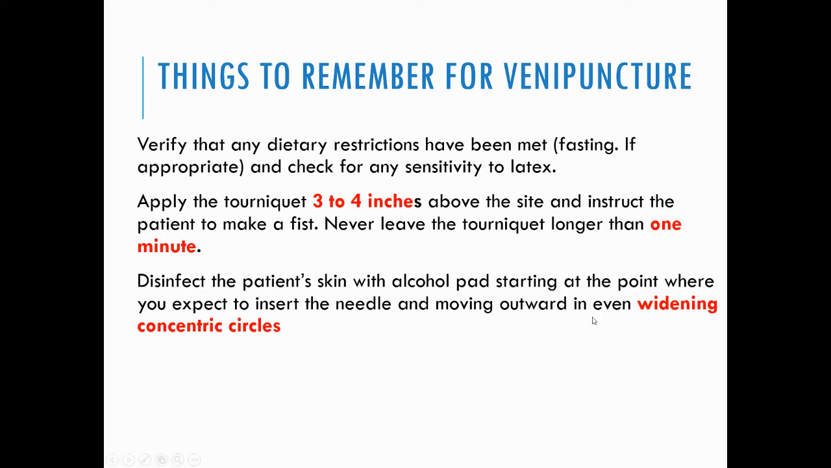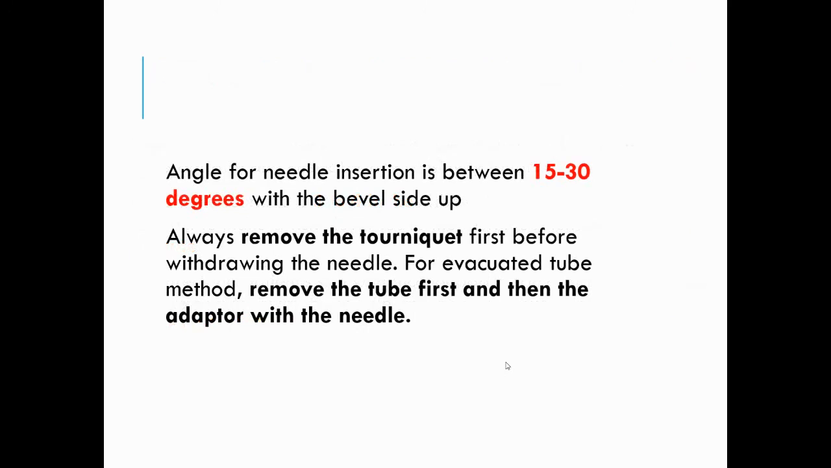Disinfect the patient's skin with alcohol pads, starting at the point where you expect to insert the needle and moving outward in even widening concentric circles. But again, I was told that the circular motion is no longer necessary. Also, the angle for needle insertion is between 15 to 30 degrees, with the bevel side up. I will show you later what the bevel looks like. And always remove the tourniquet first before withdrawing the needle.